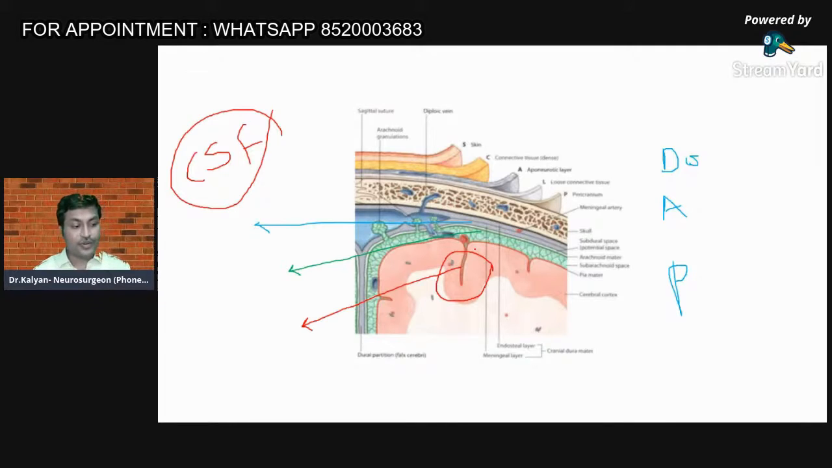And Dr. Sahu has said it lies between dura and arachnoid. No. CSF lies between the arachnoid membrane and the pia mater. So the space between the arachnoid and the pia mater is known as the subarachnoid space, and the subarachnoid space contains CSF. The membrane which dips into the sulci is known as the pia mater. CSF also enters into the sulci.